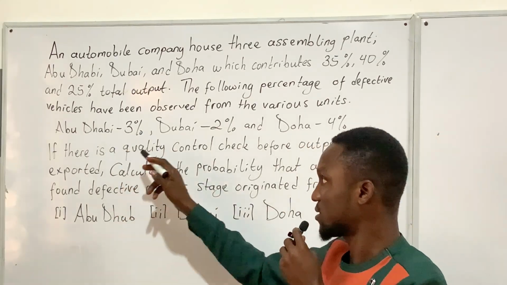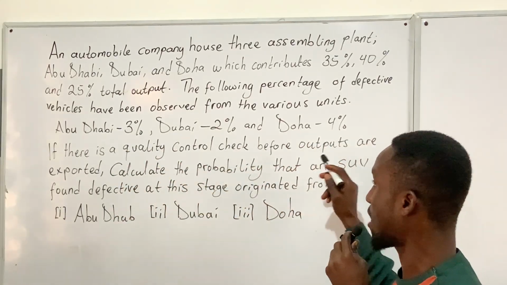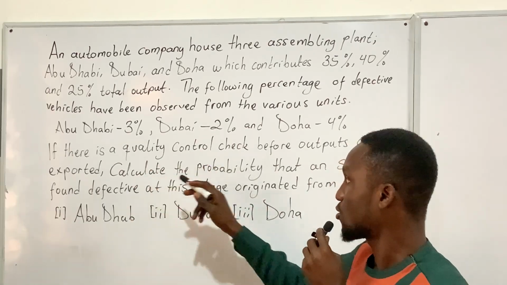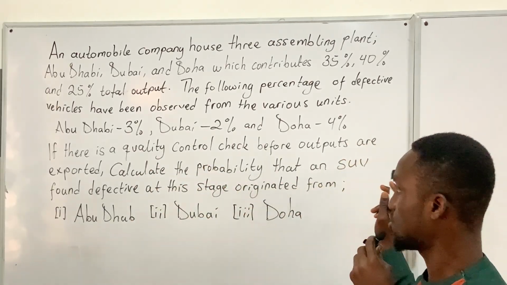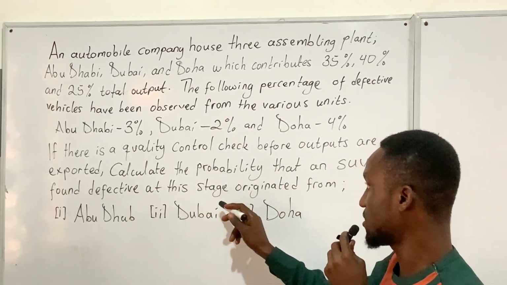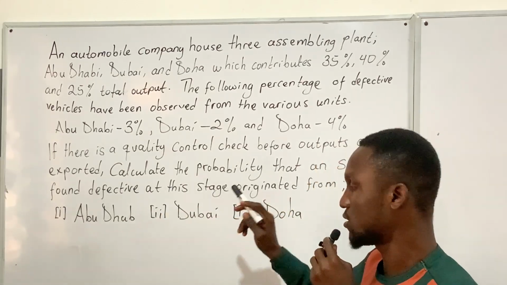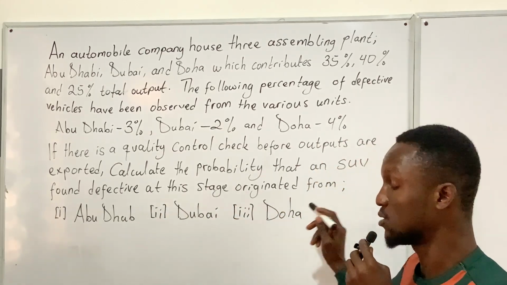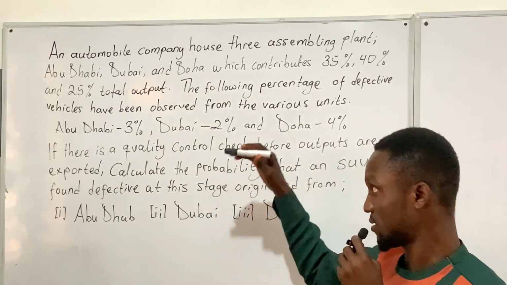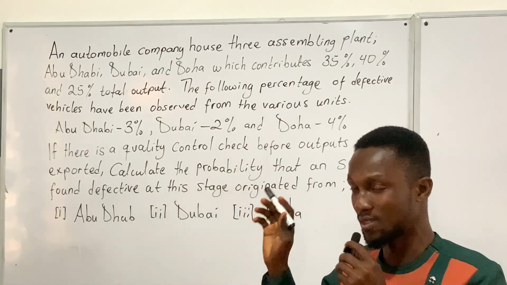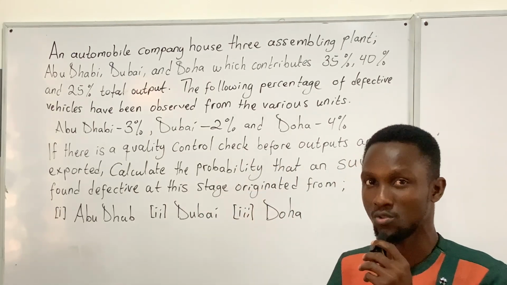Then it says if there is a quality control check before outputs are exported, calculate the probability that an SUV found defective at this stage originated from A. Abu Dhabi, B. Dubai, and C. Doha.